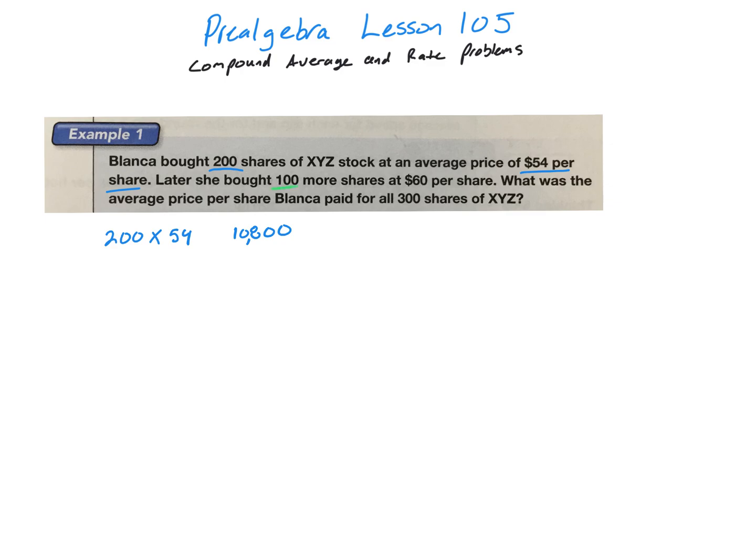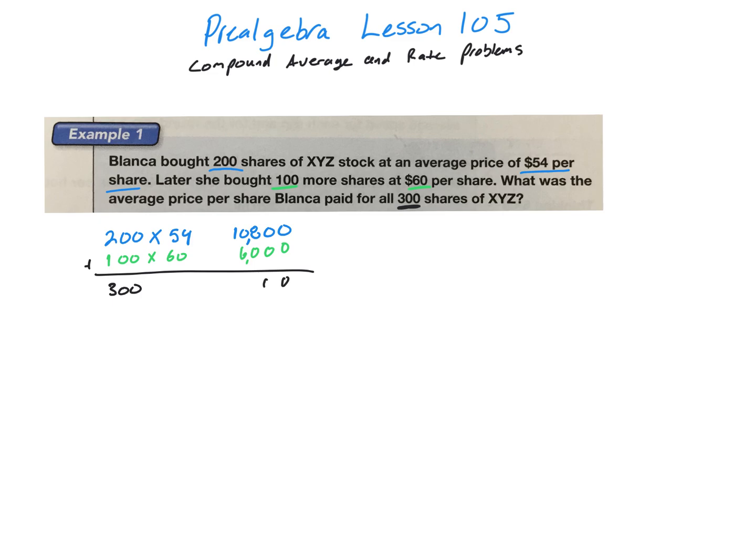Next, it says that she bought 100 more at $60 per share. So we're going to say 100 times the 60. And so it's going to be a 60 with 2 more zeros after it. So $6,000 for those. And then we just need to figure out how much she paid in total. We already know that she has 300 shares total, right? Because 200 plus 100. In fact, they even told us down here, the 300.